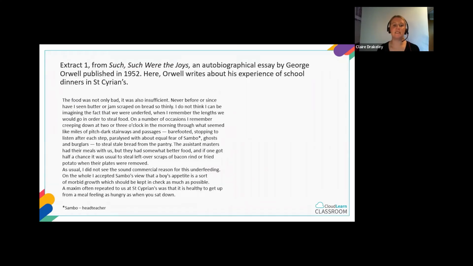The assistant masters had their meals with us, but they had somewhat better food, and if one got half a chance, it was usual to steal leftover scraps of bacon rind or fried potato when their plates were removed. As usual, I did not see the sound commercial reason for this underfeeding. On the whole, I accepted Sambo's view that a boy's appetite is a sort of morbid growth, which should be kept in check as much as possible. A maxim often repeated to us at St. Cyprian's was that it is healthy to get up from a meal feeling as hungry as when you sat down.